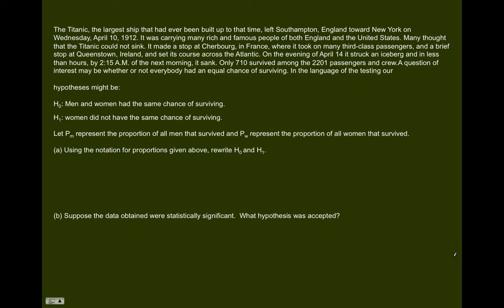And to test that theory, what we would do, and in this case, we've got some symbols we're going to work with. We've got P sub m, which represents the proportion of all men that survived, and we have P sub w representing the proportion of all women that survived.